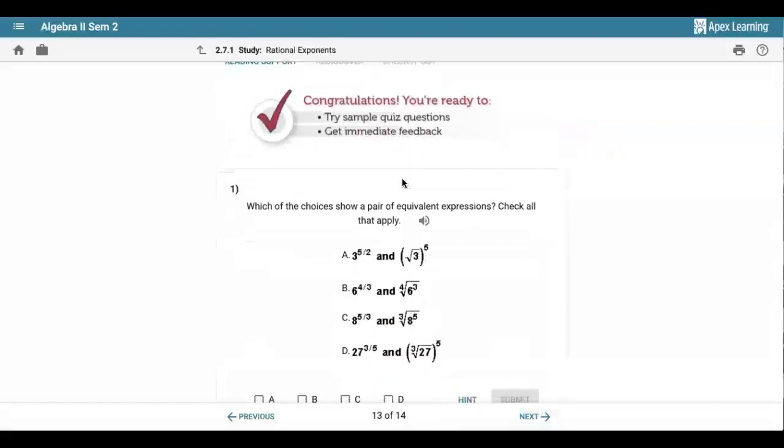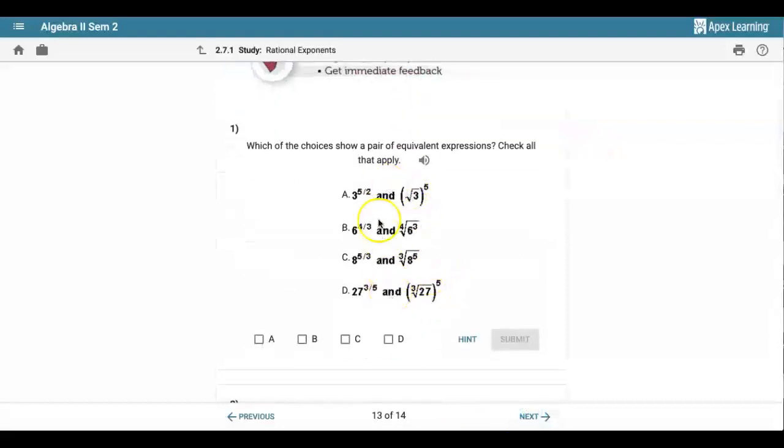Okay, so then equivalent pairs here, showing the equivalent pairs. So this is 3 to the 5/2. This is like saying the square root of 3 to the power of 5. Perfect. All right, 6 to the 4/3. This is saying 6 to the power of 4 and taking the third root of it. So not this guy, those are flipped. 8 to the 5/3. So again, to the 5th power, taking the third root of it. So A and C so far.